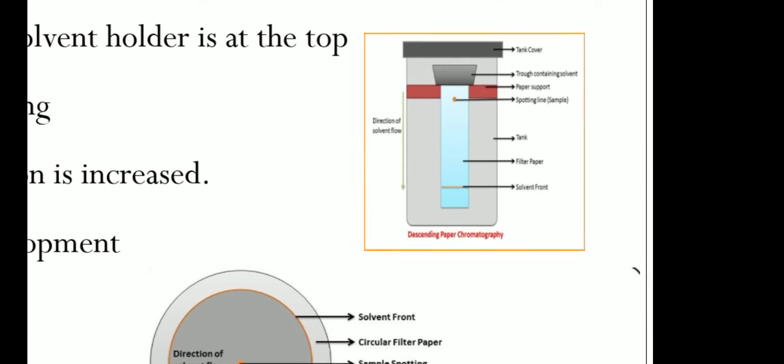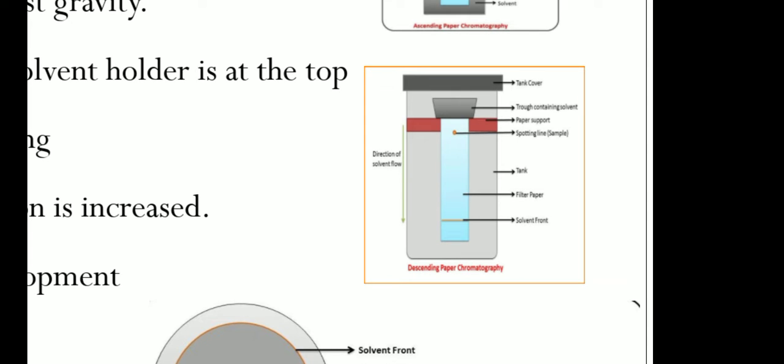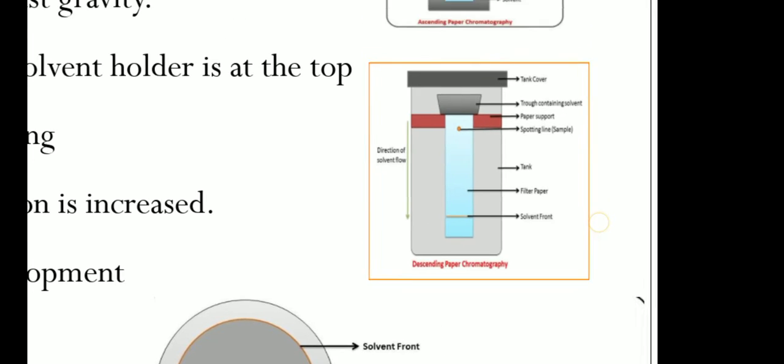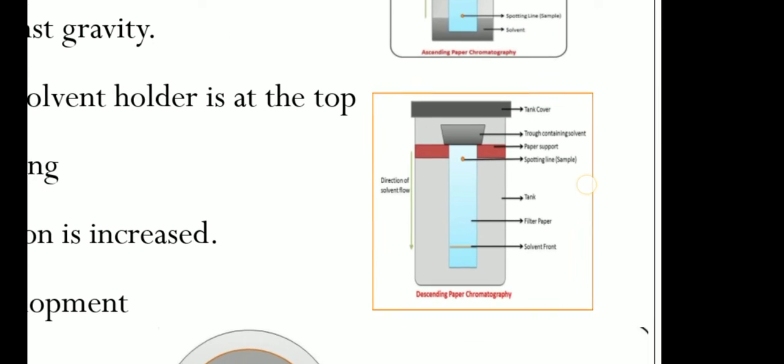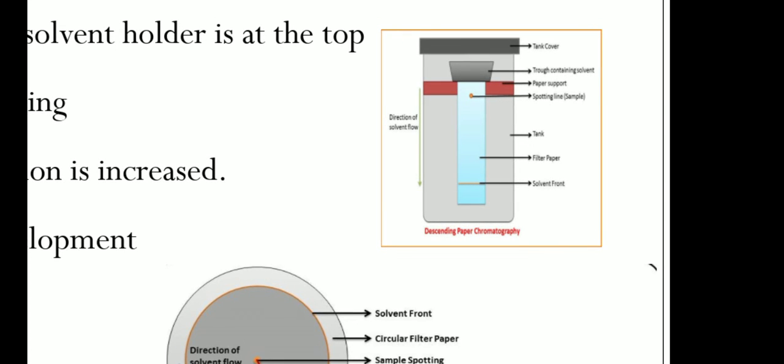Then the second one is descending paper chromatography. In descending paper chromatography, special chambers are used where the solvent holder is at the top. This represents descending paper chromatography. Here the solvent moves towards the gravitational force. Ascending means against the gravitational force; this is towards the gravitational force.